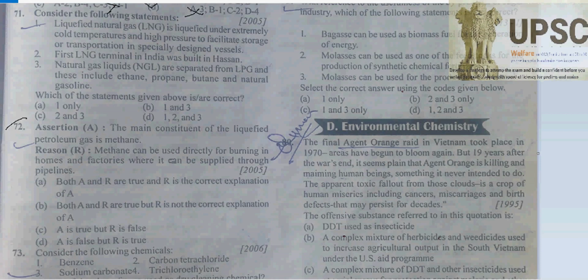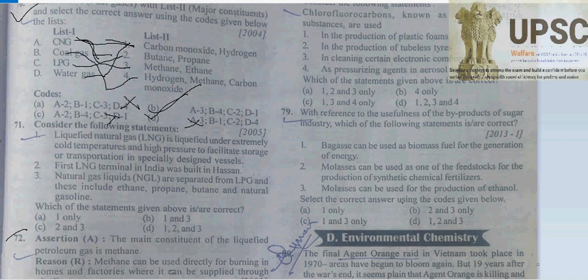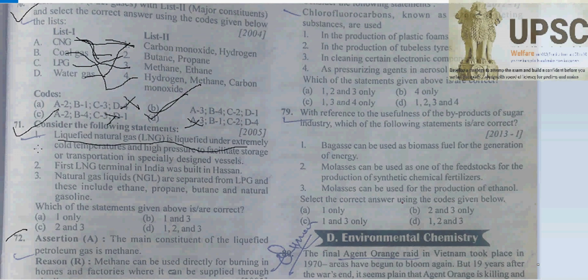Now, 71 questions. Once again, 71, the questions will come from, especially, LNG. LNG is liquefied natural gas. That refers to the methane gas, that is, of course, the compressed natural gas. Liquefied natural gas is liquefied under extremely cold temperature and high pressure to facilitate storage and transportation in specially designed vessels. 71, so it's absolutely correct.